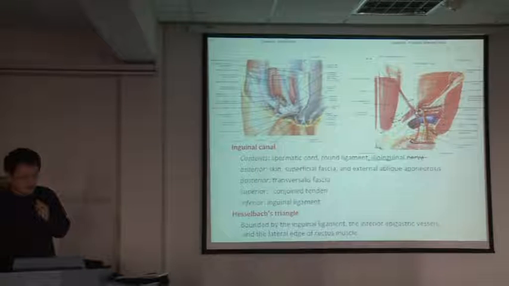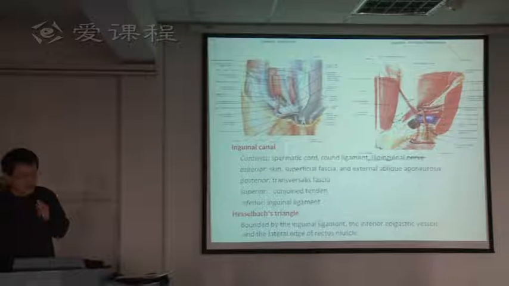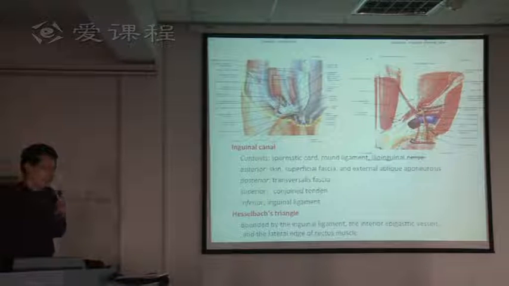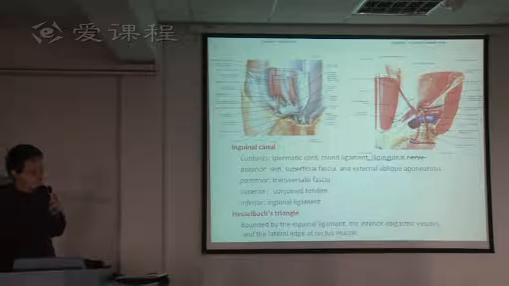So please remember, if the hernia goes to this orifice and comes out, we call this an indirect hernia. Indirect hernia is the most common inguinal hernia. If the hernia goes out from this region, from this triangle, we call this a direct hernia. Direct hernia.